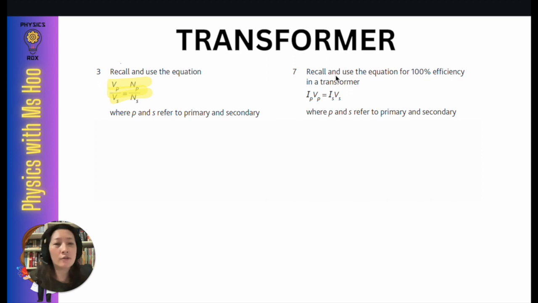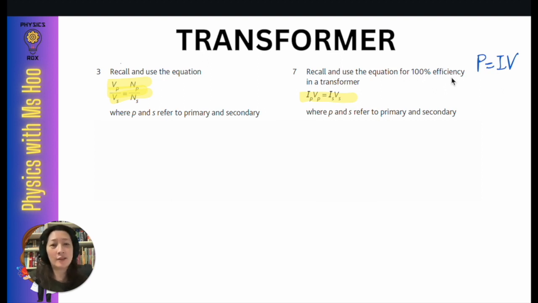So in addition, you also need to recall and use the equation for 100% efficiency in a transformer, and this is the formula. This formula is actually quite easy to remember because this is based on the P equals IV formula, or as I like to call it, the poison ivy formula. It's the electrical power formula where electrical power is calculated as the product of current and voltage, I times V.